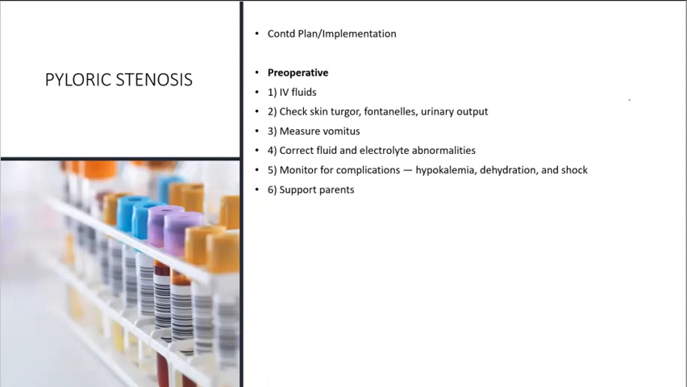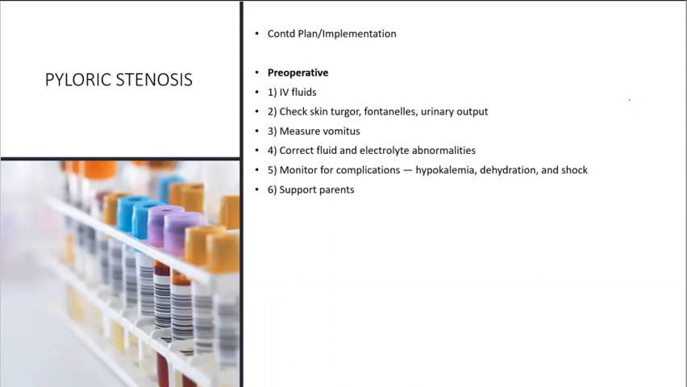Okay, so like I said, we want to measure vomitus. Remember we said there's going to be that non-bilious projectile vomiting. Why are we measuring this vomitus? Because that can also give us an idea of the client's hydration status. So if he has vomited so much, we can look at it and say, wow, this child possibly might be dehydrated. So you want to measure vomitus.